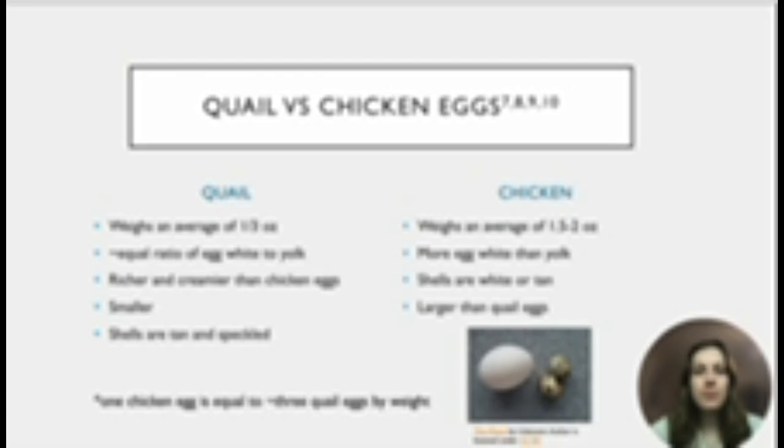Okay, we're going to start by talking about quail eggs. And just to make this easier, I compared quail egg nutritional information to chicken egg nutritional information. So that is what we will be talking about in the next few slides. Chicken eggs are white and tan, and they are quite larger than quail eggs. One chicken egg is equal to about 3 quail eggs by weight.